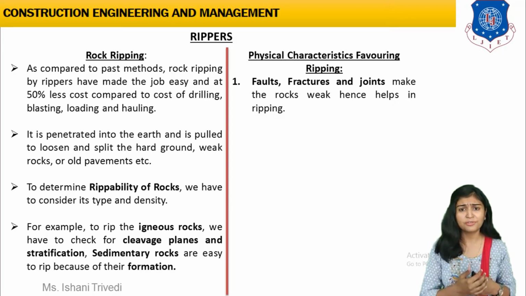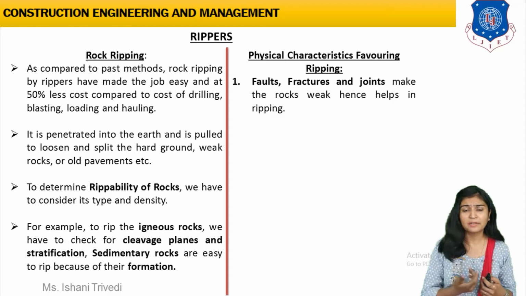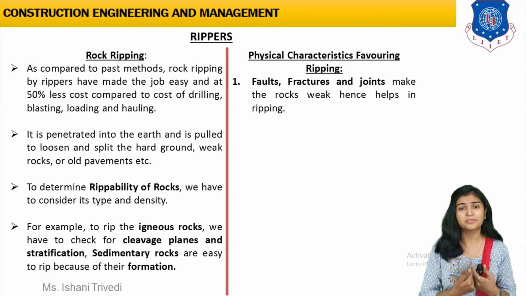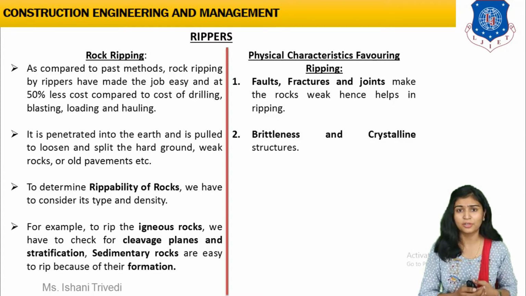The first one we have is the faults, fractures and joints. Now see students, these terms are related to mineralogy. These are the physical characteristics of rocks and minerals which you already know. I also talked about fractures when I was discussing igneous rock and its cleavage. If you have a rock which has a number of joints and fractures inside, then ultimately it is going to prove to be a weaker section of rock, and in such cases it becomes favorable for you to rip that rock off easily. So it favors the work of a ripper.